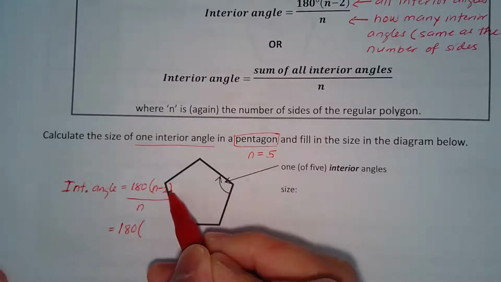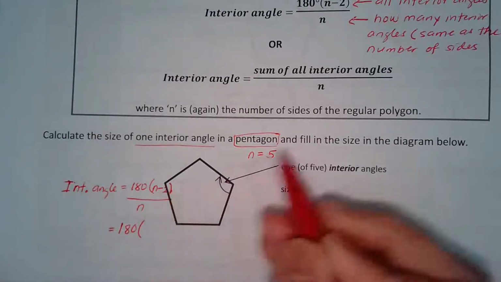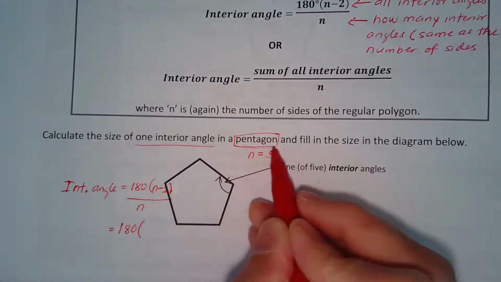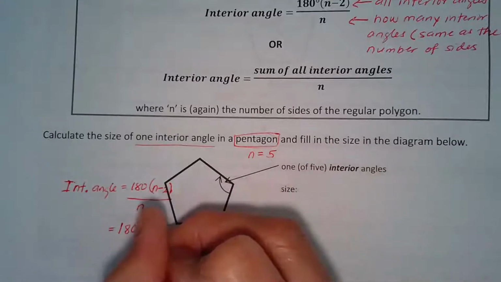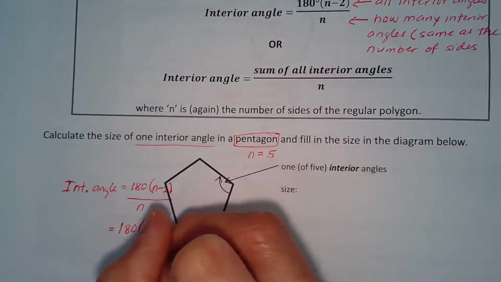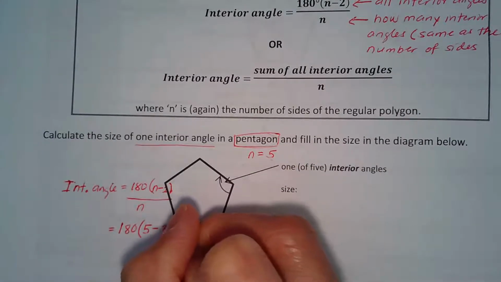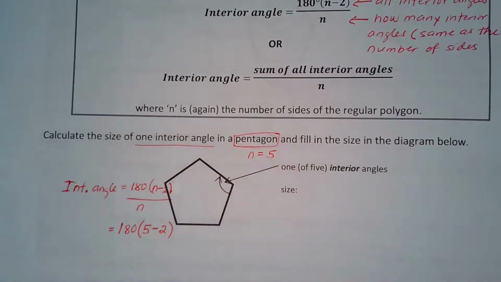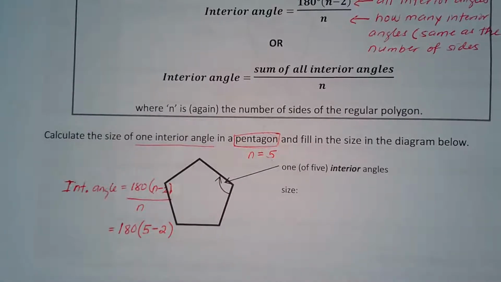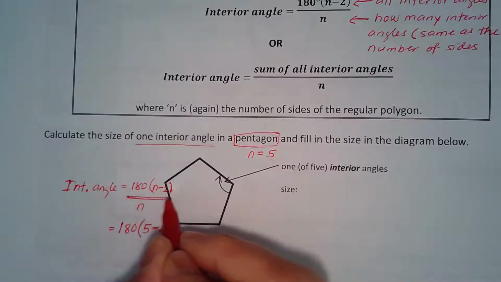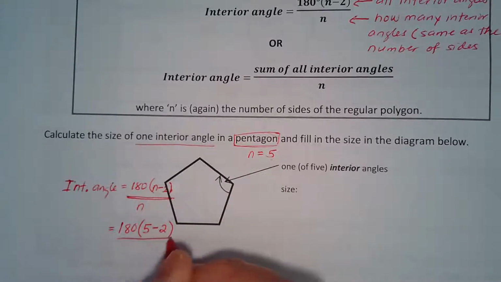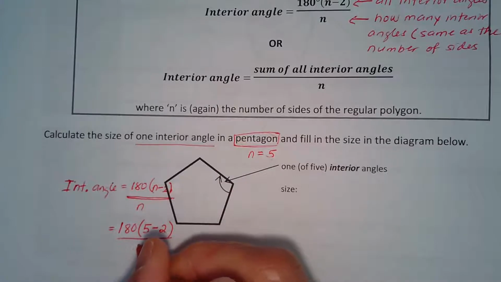n minus 2. So what is n again? n is 5 because we're talking about a pentagon. A pentagon has 5 sides. So we're going to put 5 there, minus 2, and then follow the formula, follow the recipe. So now we're going to divide by n. So divided by n. n is 5 again.